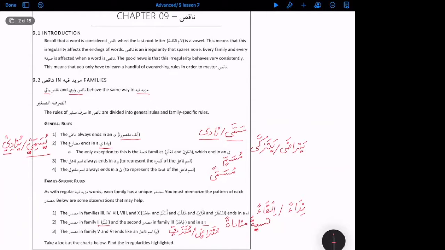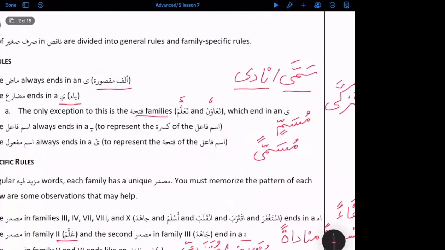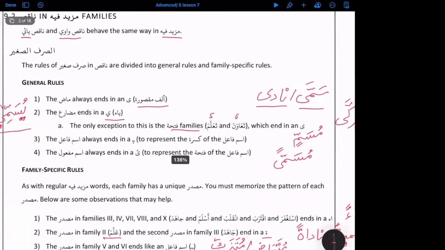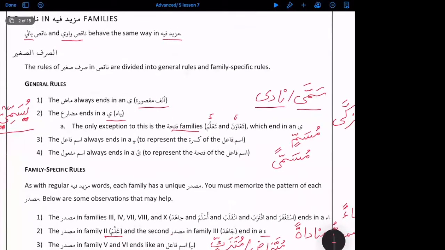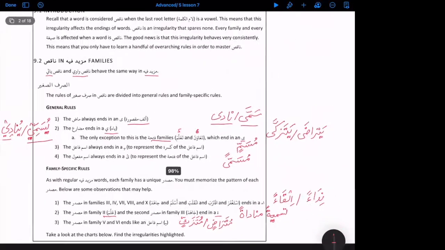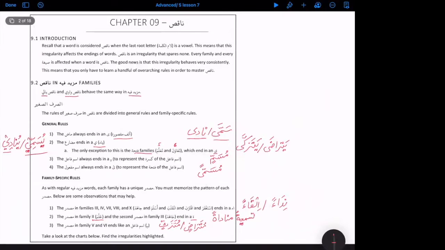The only exception to this is the Fatha families. Do we remember Fatha families? Family 5 and family 6. They are called Fatha families because we have more fathas in these two families, right? Ta'allama, basically all fathas. Ta'awana. Now, when we come to family 5 and 6, they are going to end on Alif Maksura, right? Over here in family 2 and 3, we see that they are ending on Ya, right?